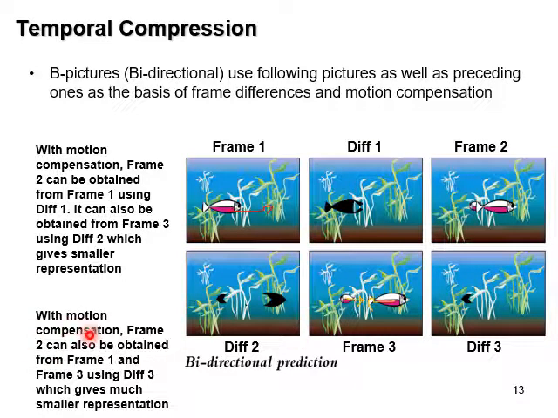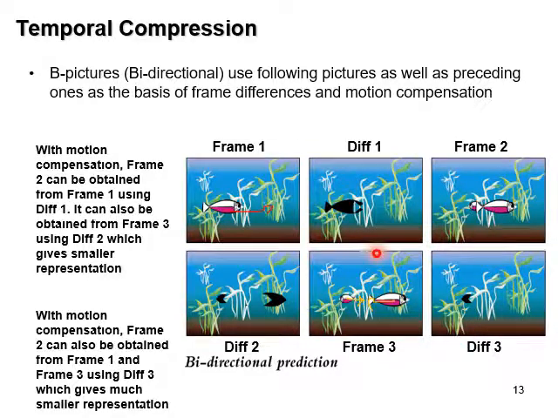So with motion compensation, frame 2 can also be obtained from frame 1 and frame 3 using diff3, which gives a much smaller representation. So how? Let's see. If you're predicting frame 2 from both frame 1 and frame number 3, this is what we will do. From frame 1, we will store the displacement vector where this fish has moved from this point to this point.